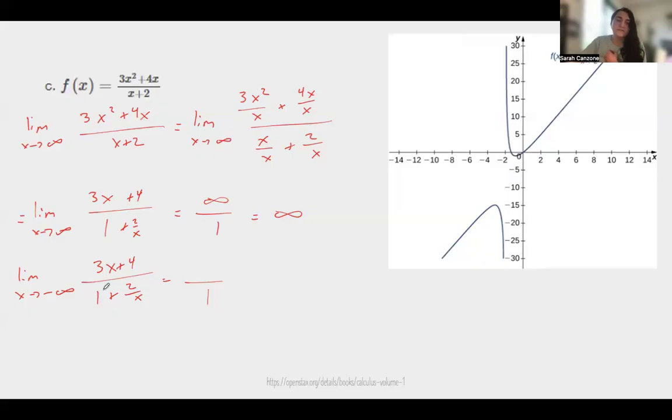But when you do 3 times negative infinity, you get negative infinity. Negative infinity plus 4 is still negative infinity. And so your answer for this one is negative infinity, where you do see that that's the case again as x approaches negative infinity this way, y goes down as far as you can think, which is negative infinity. So we've again confirmed that this does not have any horizontal asymptote.